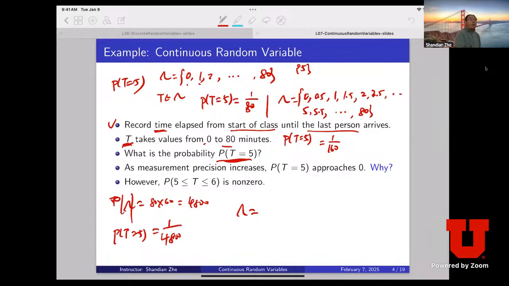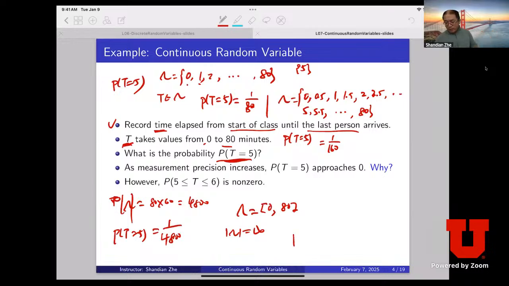Yes, it's infinite, right? In this case, maybe we're going to use another commonly used notation. It becomes a continuous interval, right? Between 0 and 80, and this omega, this whole sample space, contains every possible second in this continuous region between 0 and 80, right? And then the sample space is infinite, because there are numerous numbers within its range.